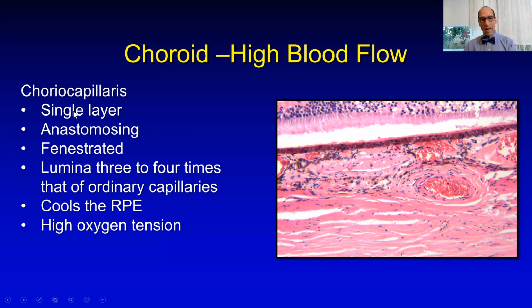The choriocapillaris is a single layer. At anastomosis, it's fenestrated. They're large lumen, and they have a very high oxygen tension. They leak. So the choriocapillaris is supposed to leak, whereas the retinal vessels are not supposed to leak. And by leak, I mean, I guess, leak fluorescein. They're leakier than retinal vessels.